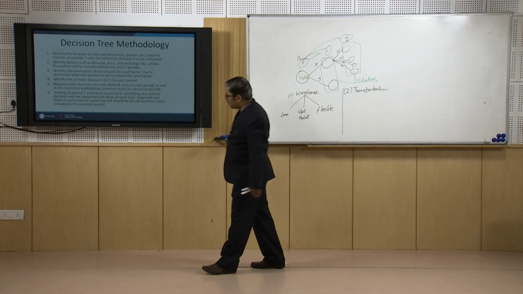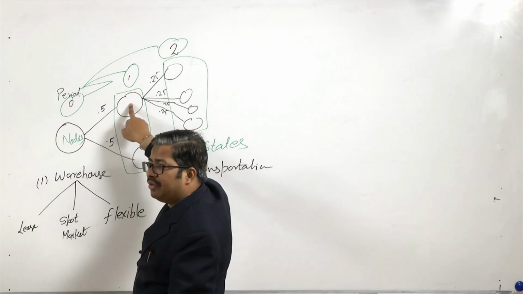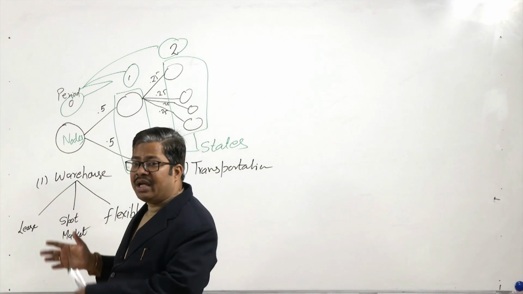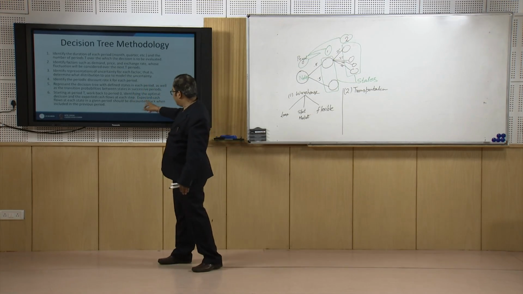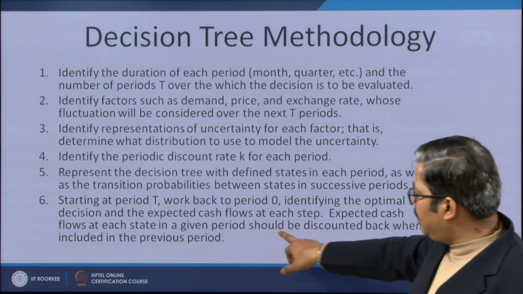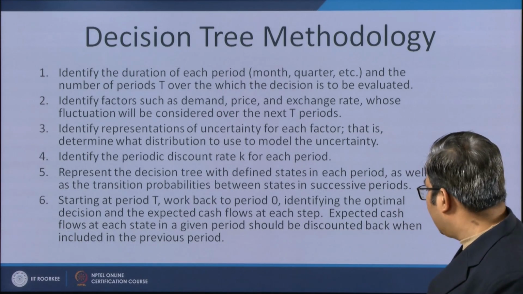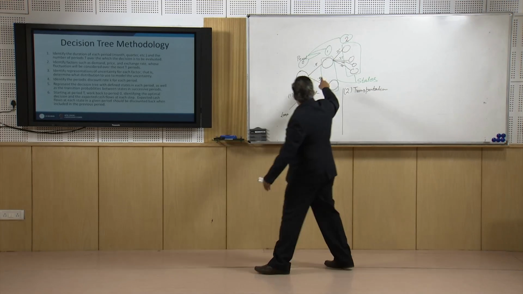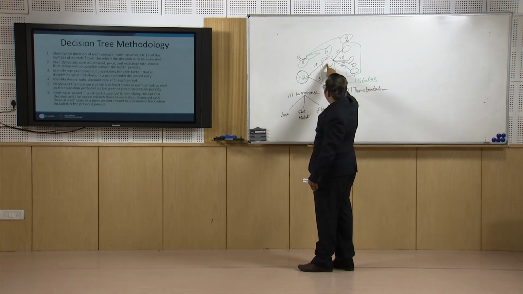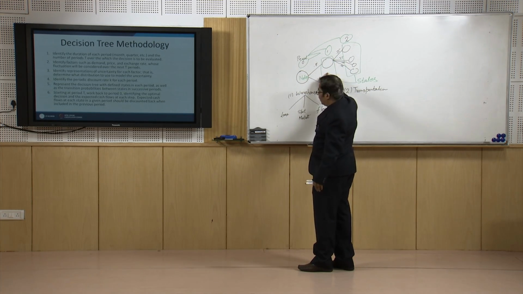And then the expected cash flow from period 2 to period 1 will come with the help of the time value of money concept, using the discount rate K for this period. So, the expected cash flow at each state in a given period should be discounted back, meaning we need to calculate the present value of the cash flow when included in the previous period. So, you need to calculate the cash flow of this period, and you also need to calculate the present value of the cash flows of the second period. That will be the total cash flow at state 1.